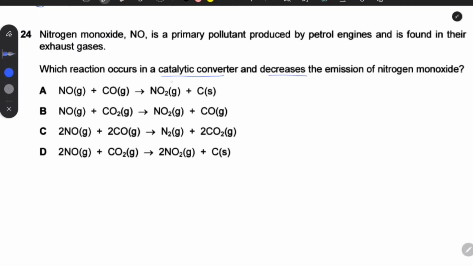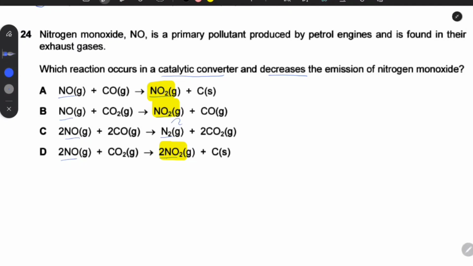Now, as you know already, the purpose of a catalytic converter is to convert more harmful gases into less harmful gases. So nitrogen monoxide is a harmful, acidic gas, so you want to convert it into a less harmful gas. It could become nitrogen dioxide, but as you know, nitrogen dioxide is also an acidic gas. So when it combines with water molecules in your atmosphere, that can produce nitric acid, and as a result acid rain will form.